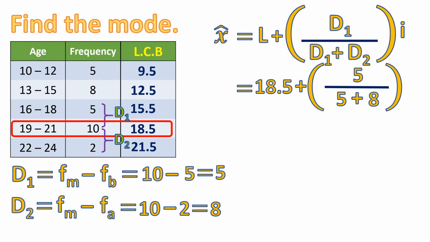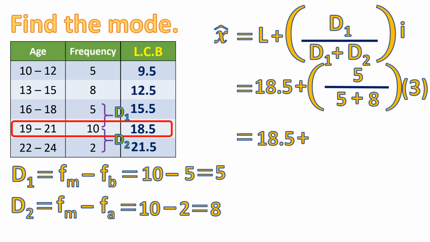Just allow me to read it as D1 instead of D sub 1, because it saves time, and D2 instead of D sub 2. And I is the class size or the class width, so each row is actually having the same class size. It's 3. 10 to 12 is 3, 13 to 14 is 3. Those are the 13, 14, and 15. Those are all 3. So that's 3. That's the class size or the class interval. Then let us compute. So let's copy 18.5 and plus, because we're gonna use that later.